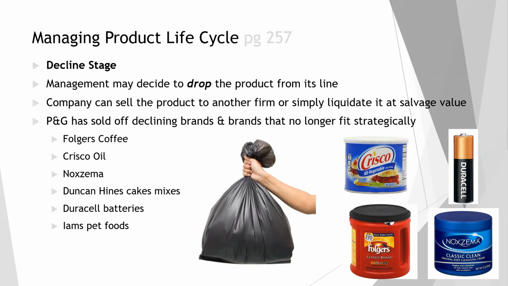So Procter & Gamble has been notorious for selling off declining brands and brands that really no longer fit them strategically for their objectives. So they have sold off Folgers coffee. They've sold off Crisco oil, Noxzema, which was a very popular face wash many years ago. Duncan Hines cake mixes, Duracell batteries, Iams pet foods. These are all examples of products in Procter & Gamble's eyes that had entered the decline stage, and they decided to sell them off and drop them from their line.